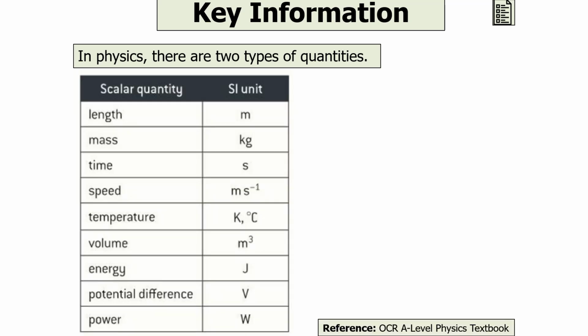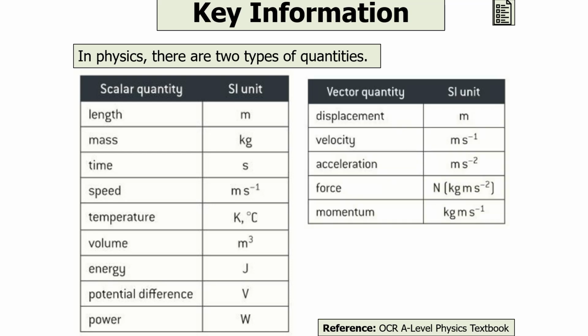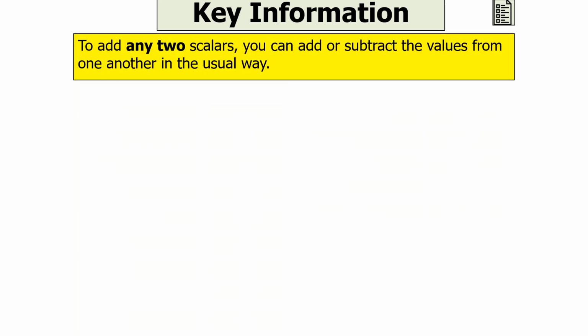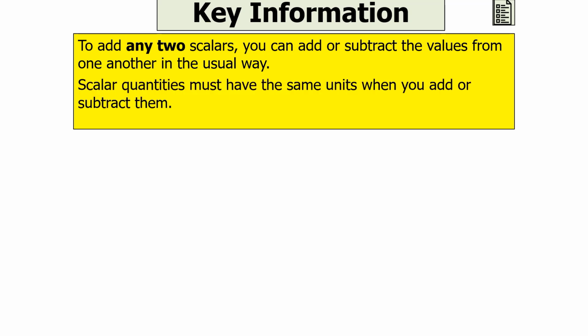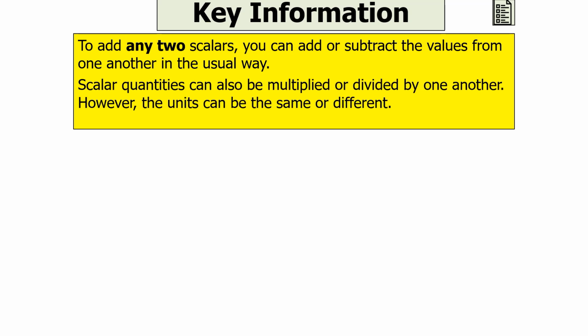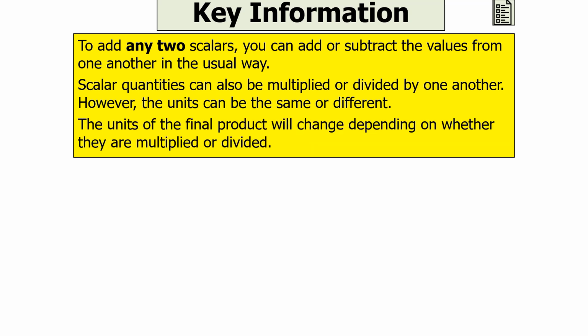So here is just a table to summarise the most common type of scalar quantities you can find in A-Level Physics and its associated SI units, and then the most common vector quantities found in A-Level Physics with their associated SI unit. Now to add any two scalars, you can add or subtract the values from one another in the usual way. Now scalar quantities must have the same units when you add or subtract them, and scalar quantities can also be multiplied or divided by one another. However, the units can be the same or different. Now the units of the final product will change depending on whether they're divided or multiplied.